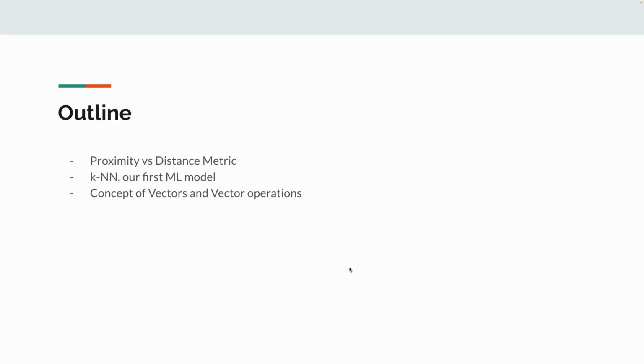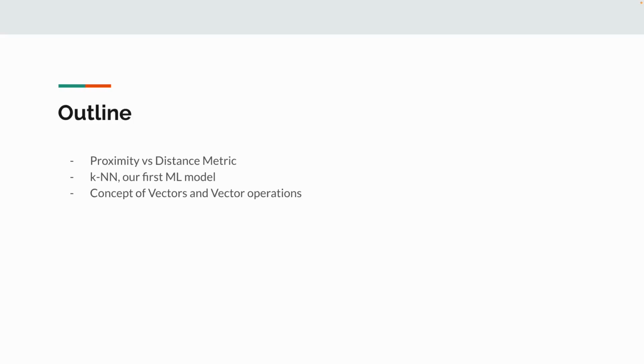Okay, so the outline is we will talk about some distance or proximity metric, namely L1 distance or L2 distance and cosine distance. And then we will connect these distance metric concepts to one of our first machine learning model, what we call K nearest neighborhood model.